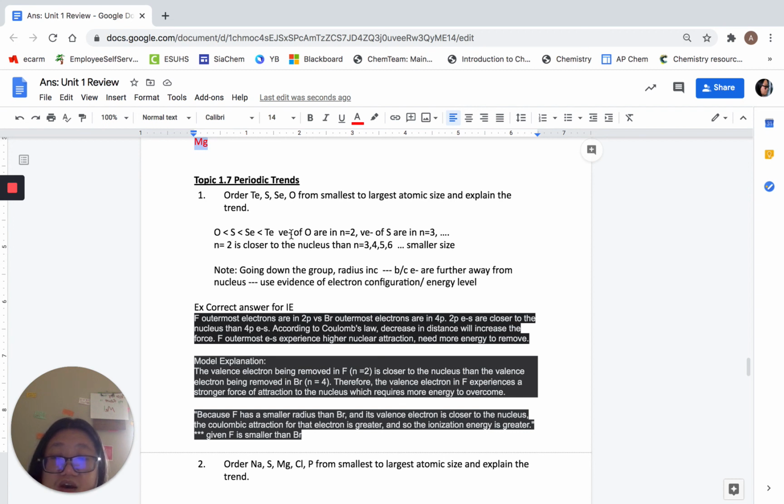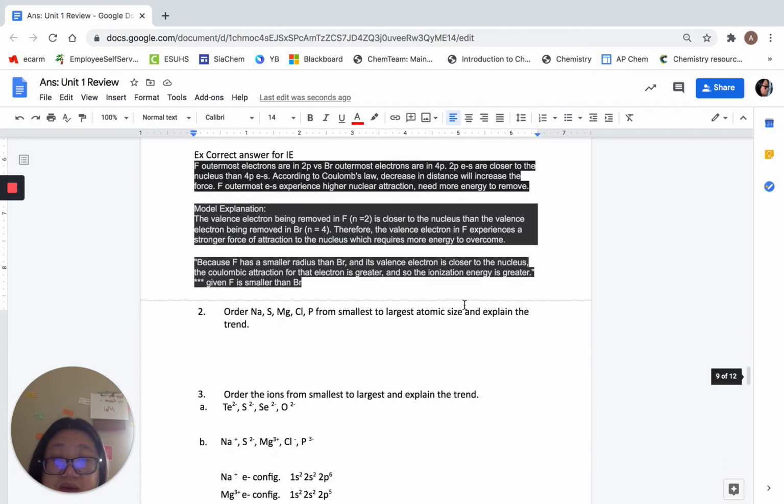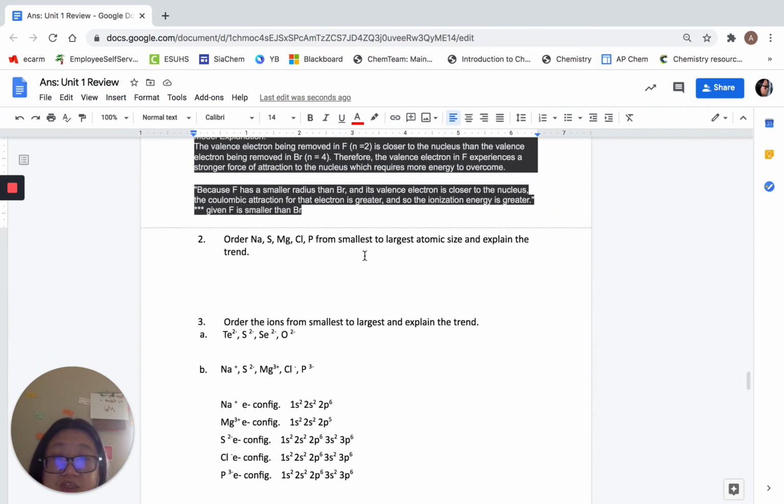So you can see which ones we're saying are valence electrons, where they are at, and that should kind of tell us what happened. Okay, so let's go ahead and arrange this one: Na, S, Mg, Cl, P, smallest to the largest, and explain the trend. Again, first take a look at where they are in the periodic table. So I'm going to mark them on my paper so that I can see a little bit better, and then we can go from there.